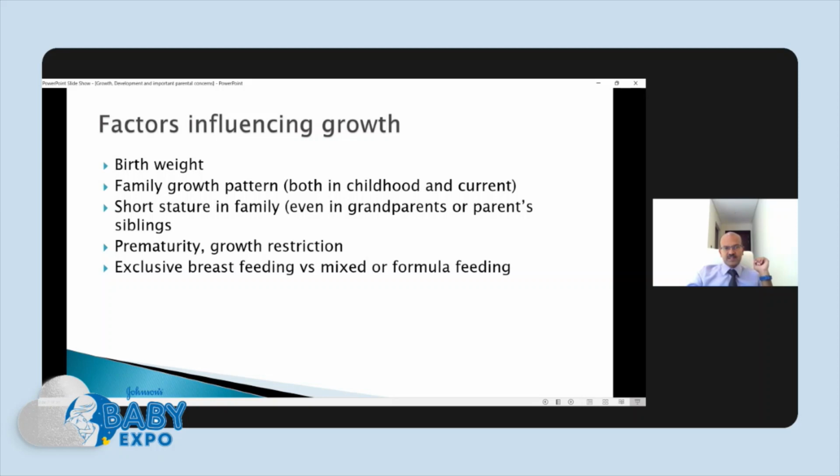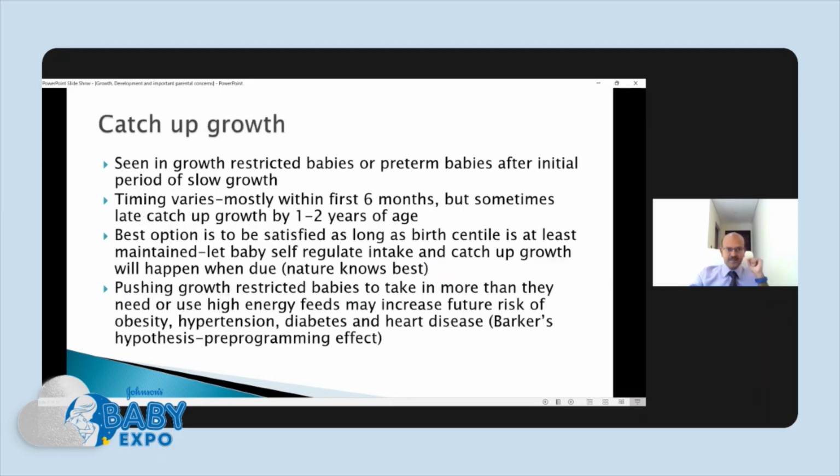The catch-up growth is described as a growth where the rate of growth is faster than you expect otherwise. And this is seen in babies who are growth restricted, and also in premature babies after the initial period of slow growth. The timing of catch-up growth varies. It's mostly within the first 6 months. Sometimes the catch-up growth may be late by 1 to 2 years of age.